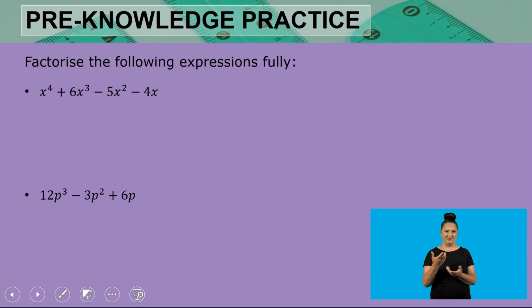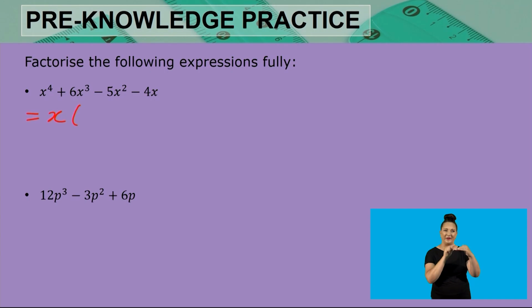We've been given an expression x exponent 4 plus 6x cubed minus 5x squared minus 4x. If we look through all of those terms, we can see that there is a common factor. What is that highest common factor? That is x. All four terms have x as a factor. So we are going to take out this common factor of x, and see what is left. Remember how we take out the common factor? We take each term and divide it by that common factor. That's how we factorize using the common factor.